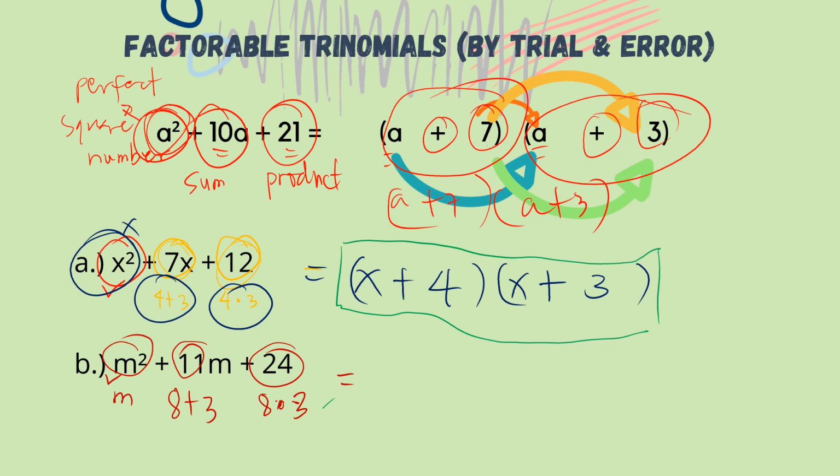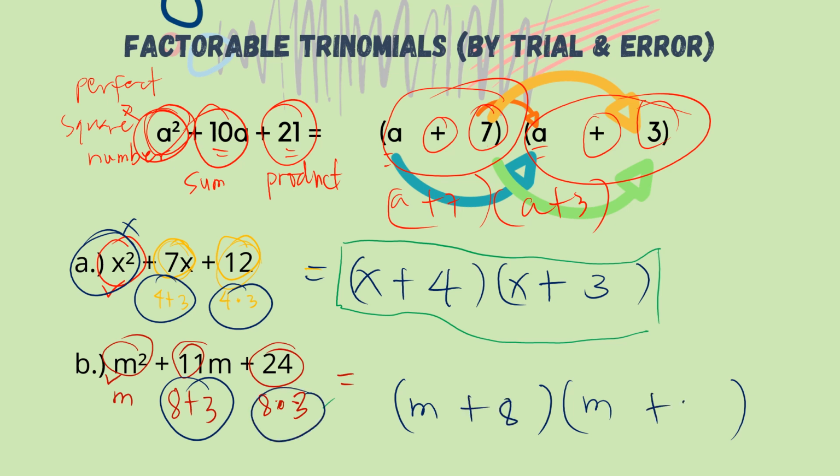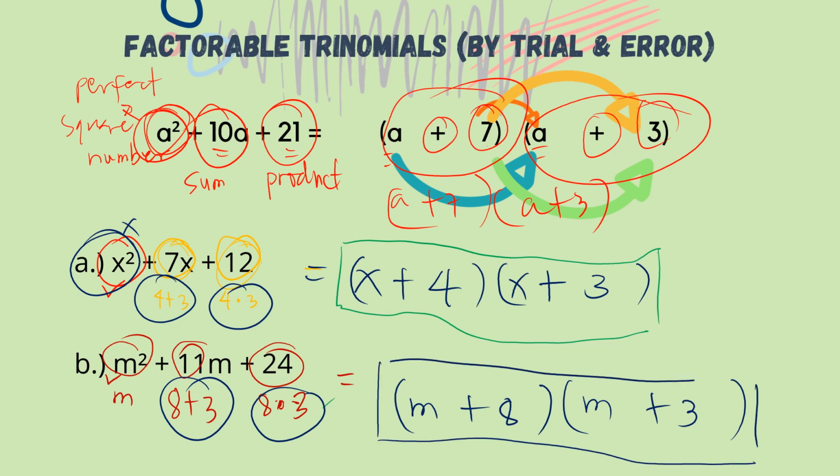Okay, so what now are the factors? So let's draw another two parentheses. So sa una, we'll have m. Since these are both positive, we have plus 8 and plus 3. Okay, so that will be the factor of the given trinomial. Okay?